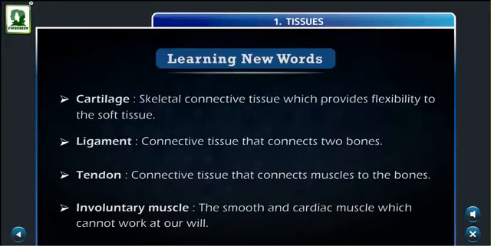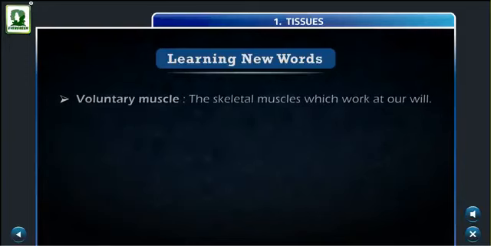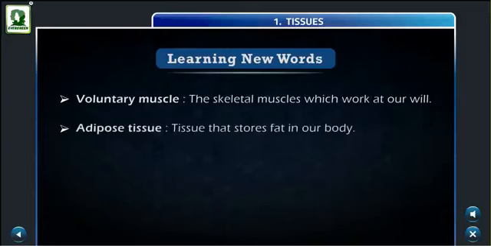Involuntary muscle: the smooth and cardiac muscle which cannot work at our will. Voluntary muscle: the skeletal muscles which work at our will. Adipose tissue: tissue that stores fat in our body.